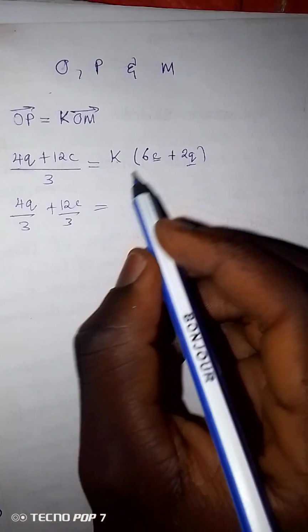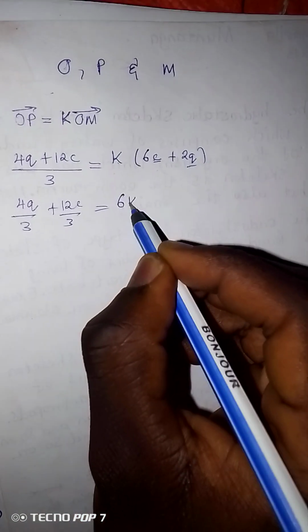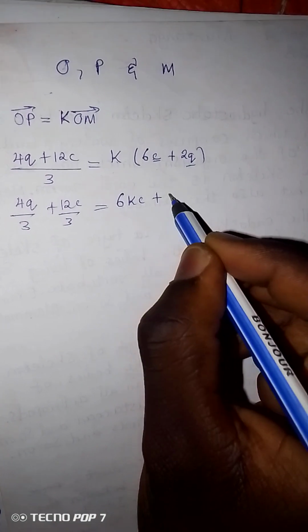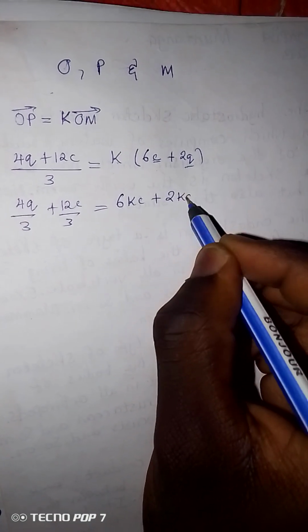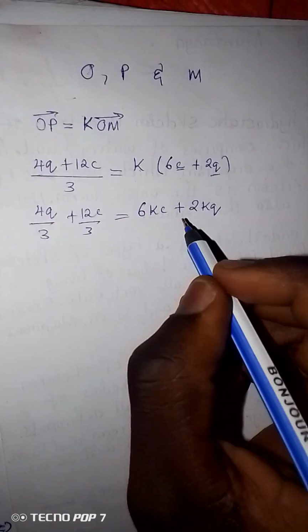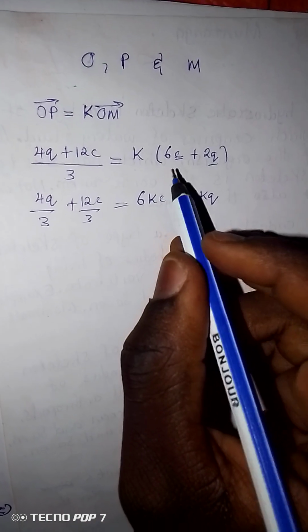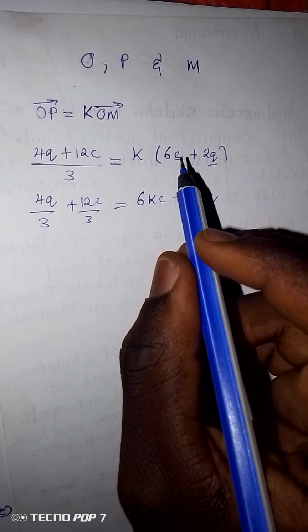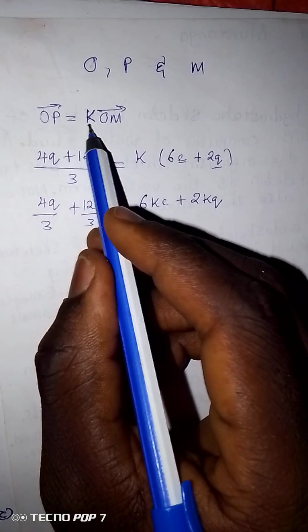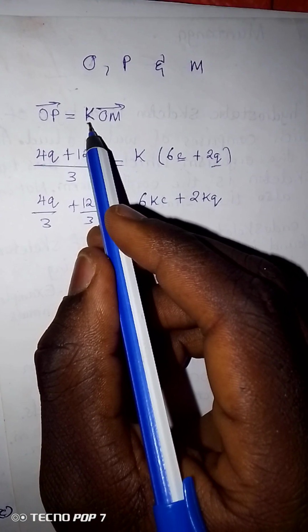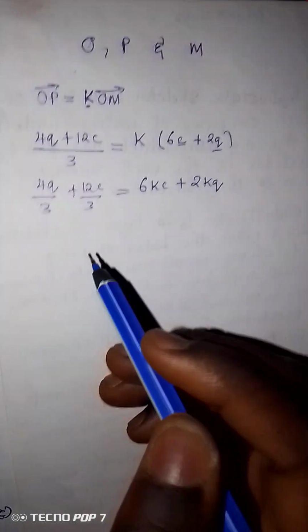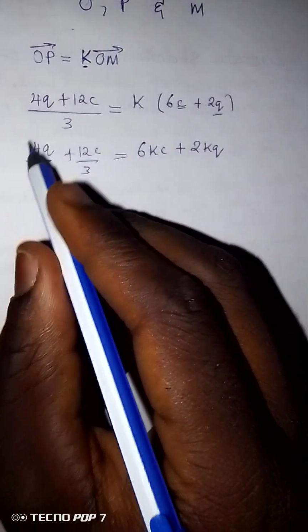Then k by 6c plus 2q gives 6kc plus 2kq. Here we want to show that these points are collinear. The method that I'm using is where we express one vector as the scalar multiple of the other. k, the one you are seeing, is the scalar. That's the way it is. So we need to find the k. So we do this.